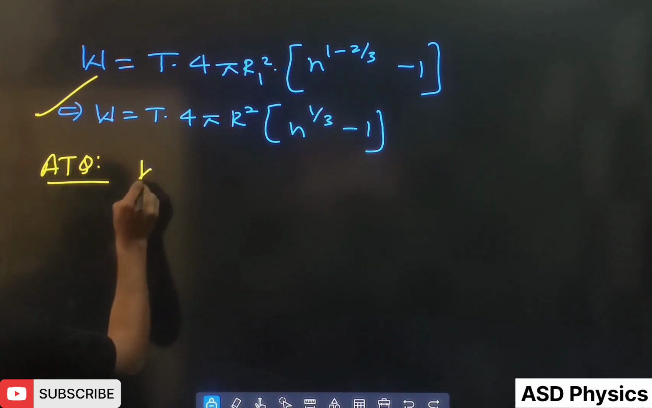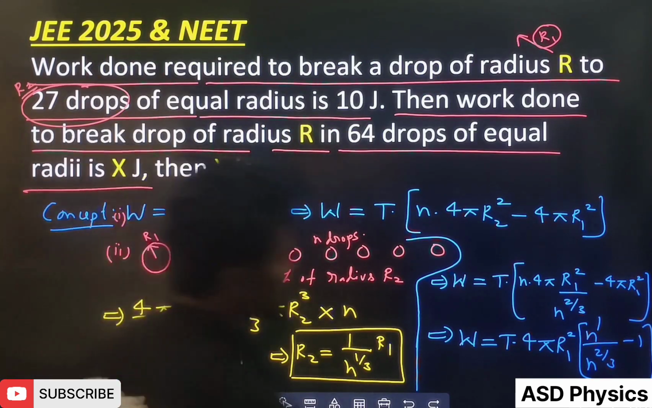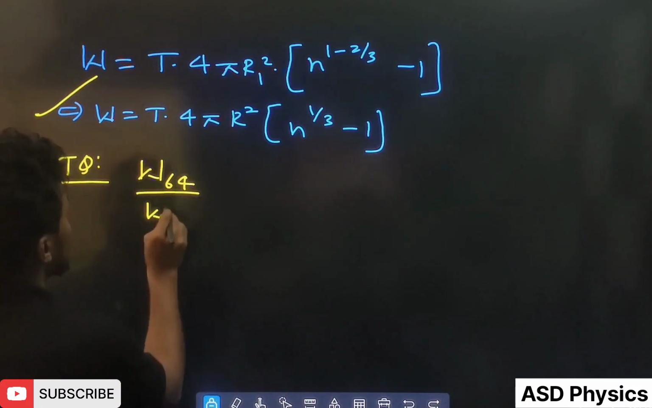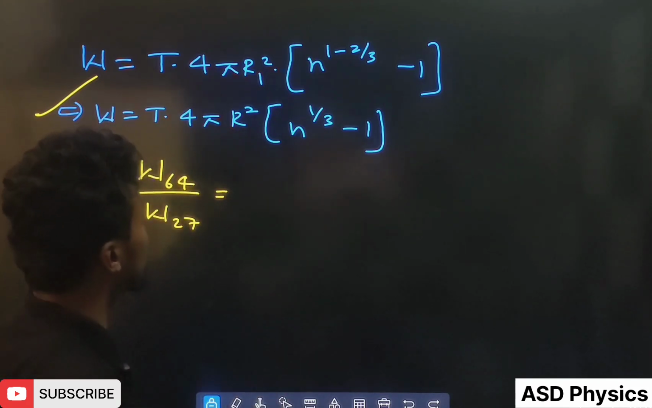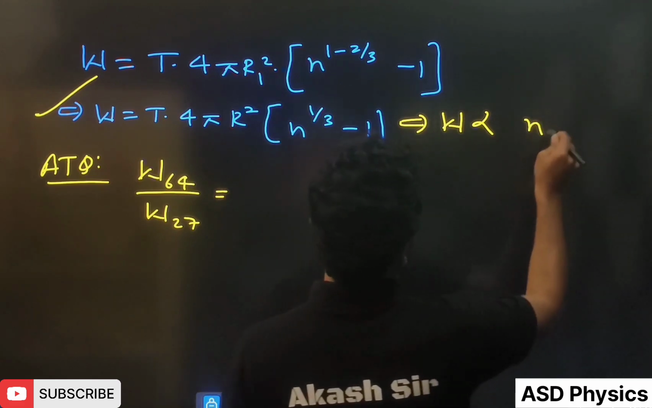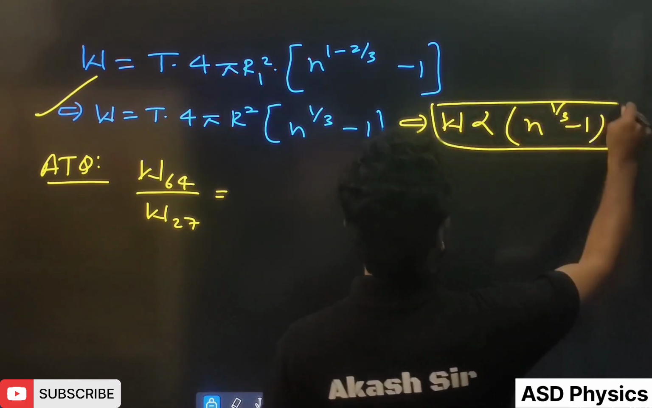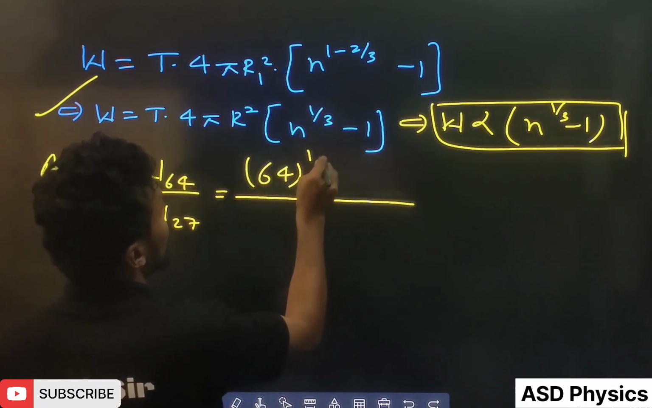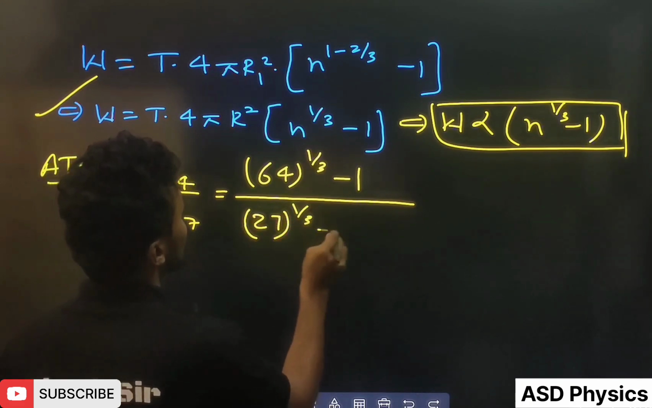According to the question, what can we write here? W we have to calculate for which drop, students? See, we have to calculate for 64 drops, okay? So W64 by W27, how much can we write here? When we take the ratio, this T into 4 pi r square will cancel out, because W is directly proportional to N to the power 1 by 3 minus 1. This is the main formula, okay? This is the main thing. That means what can we write here, please? 64 power 1 by 3 minus 1, over 27 power 1 by 3 minus 1.